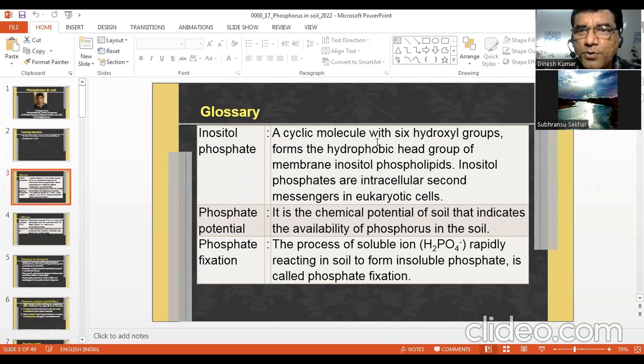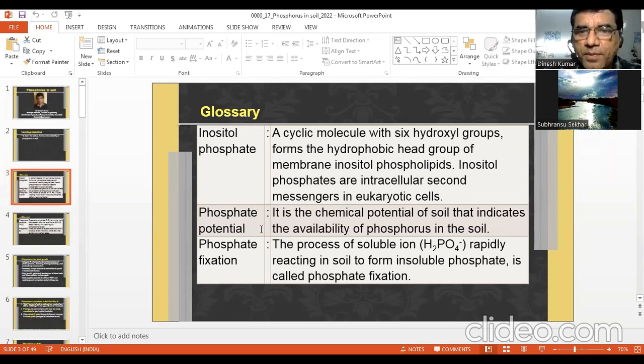A cyclic molecule with 6 hydroxyl groups forms the hydrophilic head group of membrane inositol phospholipids. Inositol phosphates are intracellular second messengers in eukaryotic cells. If you are interested, you can see the structure of inositol phosphate. But for the time being, you can remember that this is a very important organic compound which contains roughly 50% organic phosphorus in it.